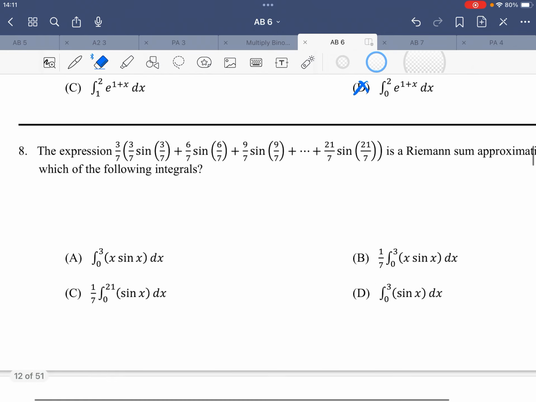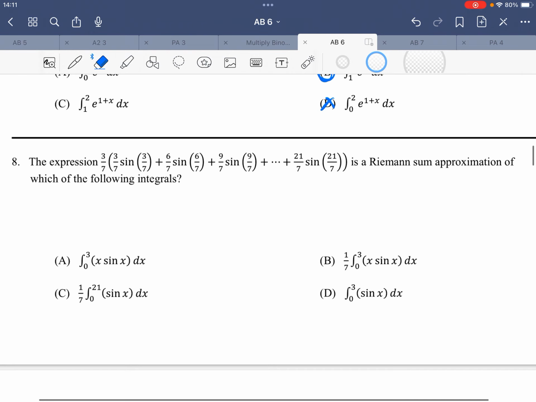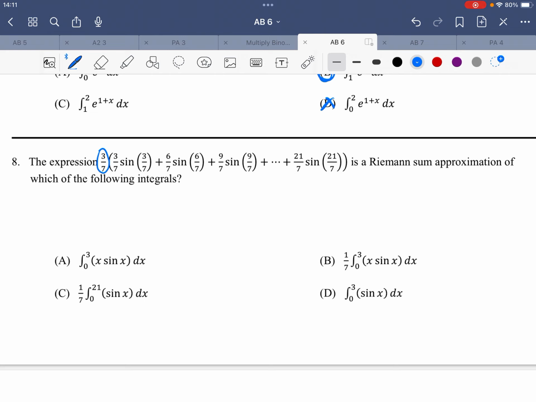So let's do another example here. When I look at this, the first thing I notice is this. So it looks like 3 over 7 is going to be b minus a over n. So we know that n is 7. That doesn't appear anywhere here because that's just the number of intervals that we're using to approximate, but b minus a has to be 3. So that's a good sign, and all of these have an interval of 3. So for now, I'm going to scratch that.